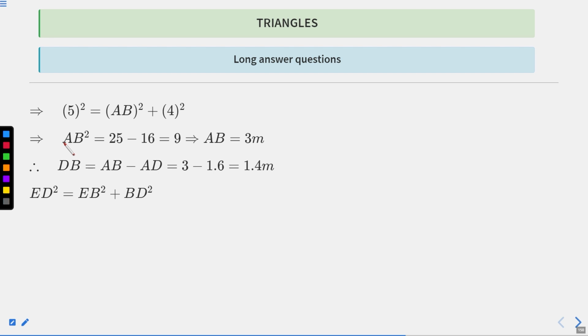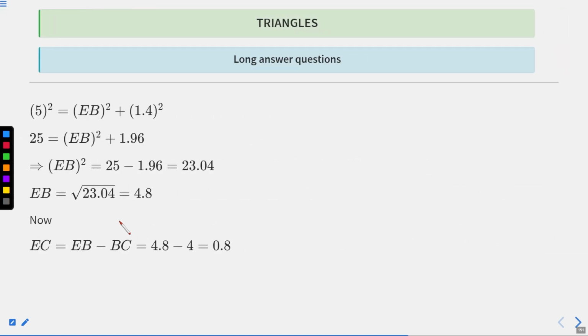Okay, and it implies AB is equal to 3 meter, and therefore the length of DB is equal to AB minus AD, that is equal to 3 minus 1.6, that is equal to 1.4 meter. Okay, so now AD square is equal to EB square plus BD square. So here we can find the value of EB. Okay, so from this equation, EB is basically equal to square root of 23.04, that is equal to 4.8.